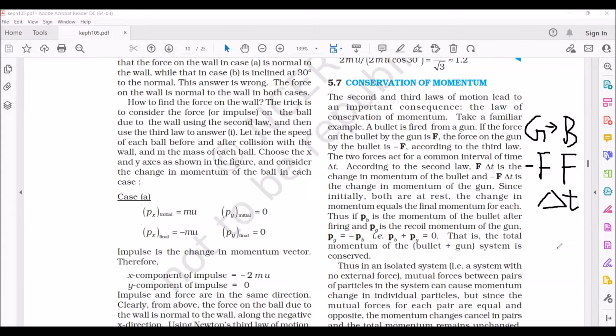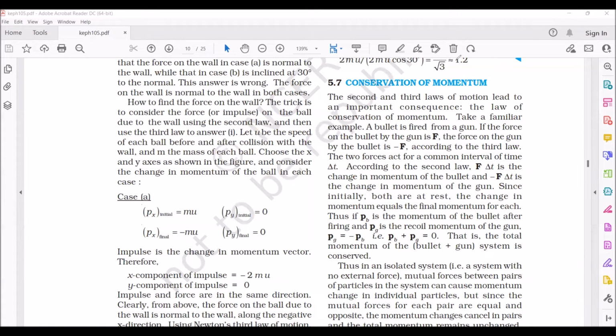So if we take the change in momentum for the bullet as PB and the change in momentum for the gun as PG, then the summation of these changes in momentum for bullet and gun is equal to 0. This is called the law of conservation of momentum. We will take another example.